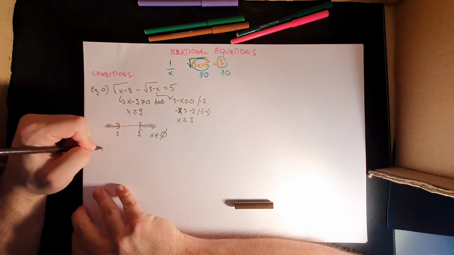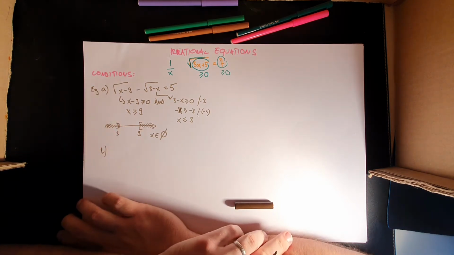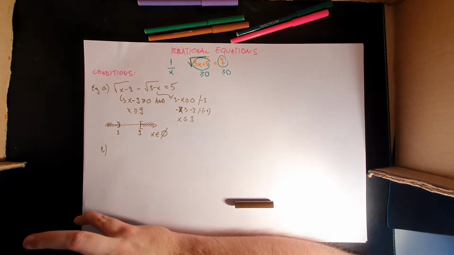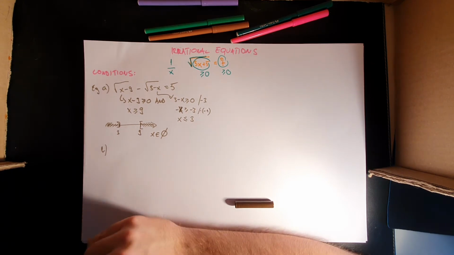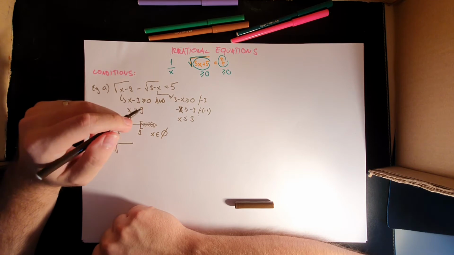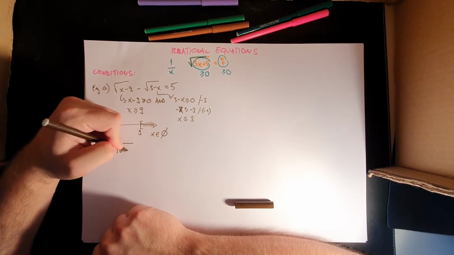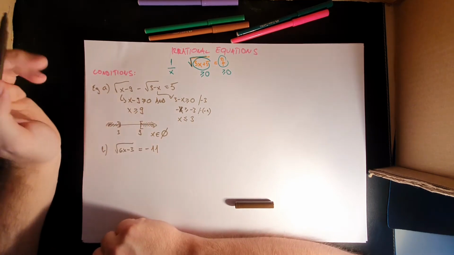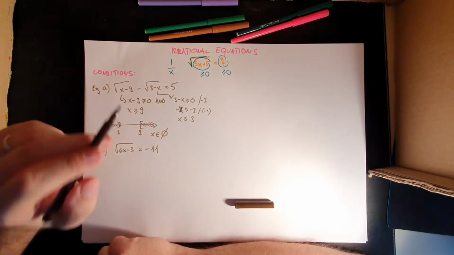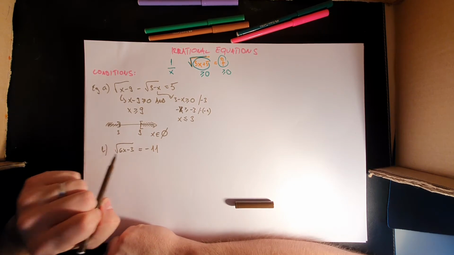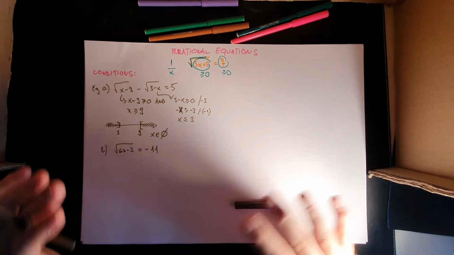Let's look at the B example, another situation that might appear. And let's go with something simpler. I went into something a little more complicated. Let's go back a bit. So in the B example, we're going to have square root of 6x minus 3, and it is equal to minus 11. This should be simple enough. Now, of course, there is a condition inside of the root that 6x minus 3 has to be greater or equal to 0. Let's leave it for now.